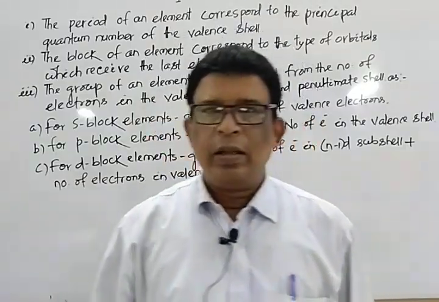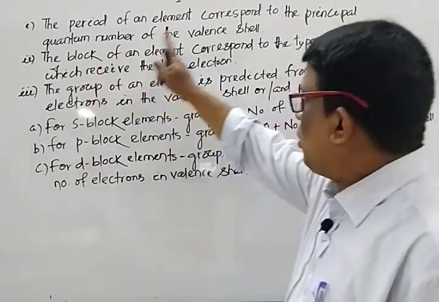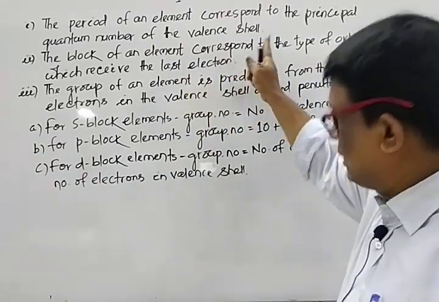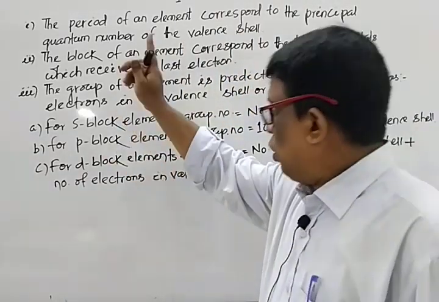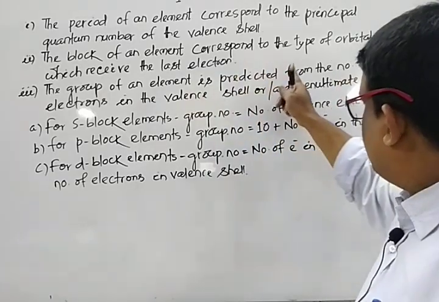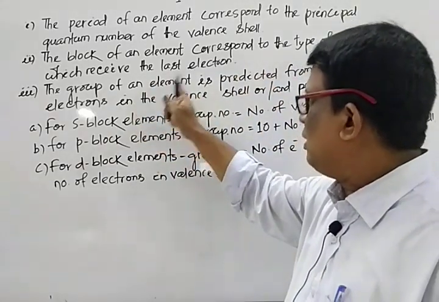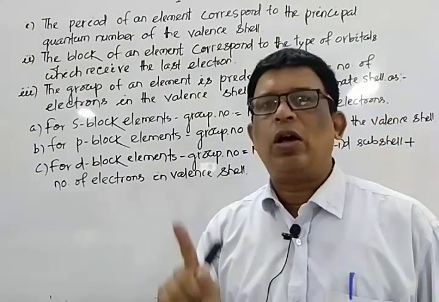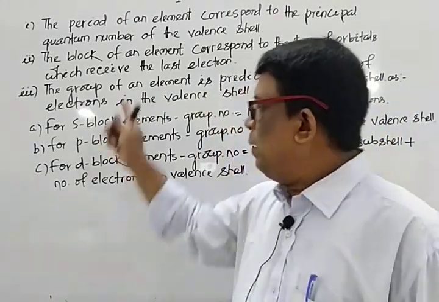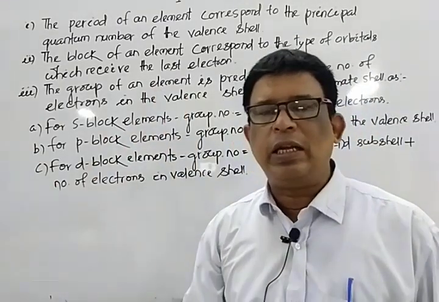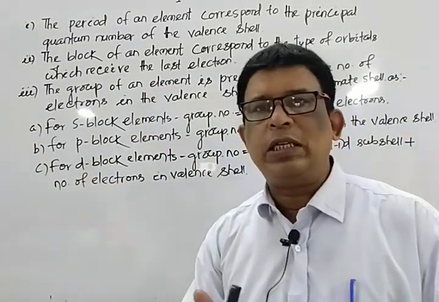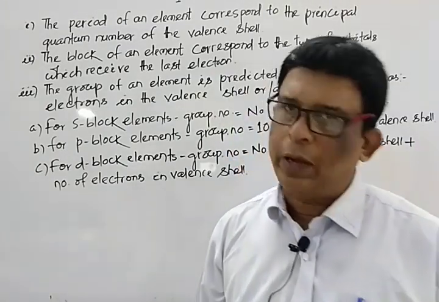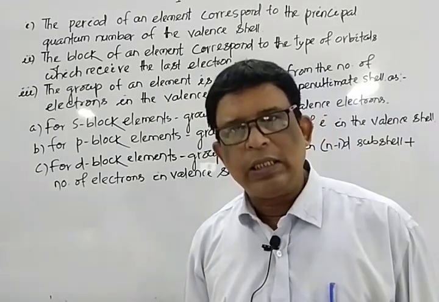Mark that. Write down now. The period of an element corresponds to the principal quantum number of the valence shell. Next one: the block of an element corresponds to the type of orbital which receives the last electron, whether it is s orbital, p orbital, d orbital or f orbital. If the s orbital receives the last electron, it is s block. If the p orbital receives the last electron, p block. If the d orbital receives the last electron, d block. And if the f orbital receives the last electron, that is f block.